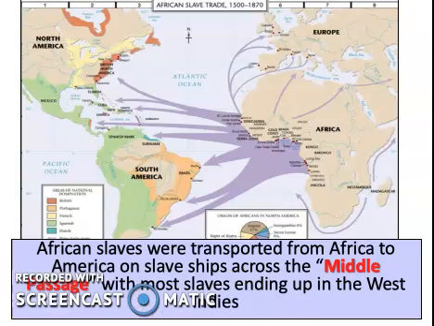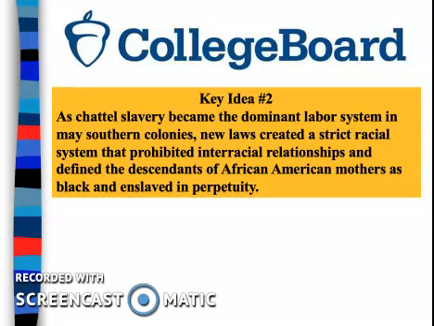That's bringing most of these slaves over this trip from Africa to the West Indies and then into North America. That brings us then to our second major idea. Our key idea is chattel slavery became the dominant labor system in many of these southern colonies. New laws create a strict racial system. So let's look at some of those laws.